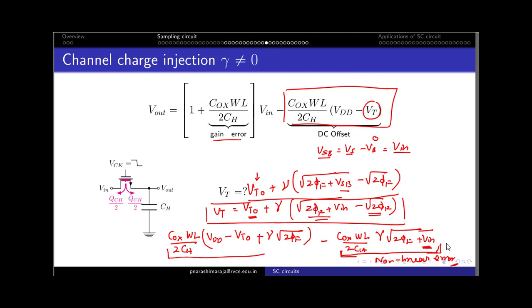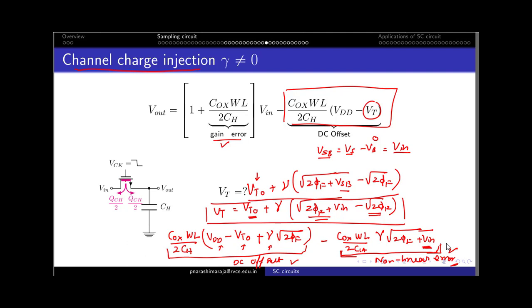And obviously the second term involves all the DC quantities, so this can again be termed a DC offset error. So we generally end up having one gain error, a DC offset error, and then a nonlinear error. This seems to be a very difficult type of error, just because of the nonlinearity error. So it becomes quite difficult for us to eliminate all these three types of errors that are categorized under channel charge injection.